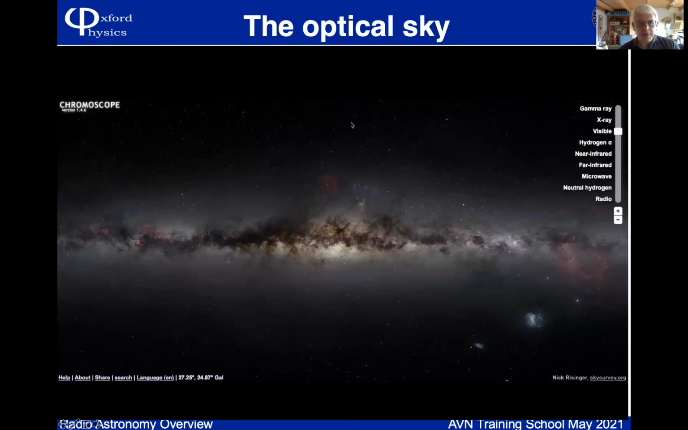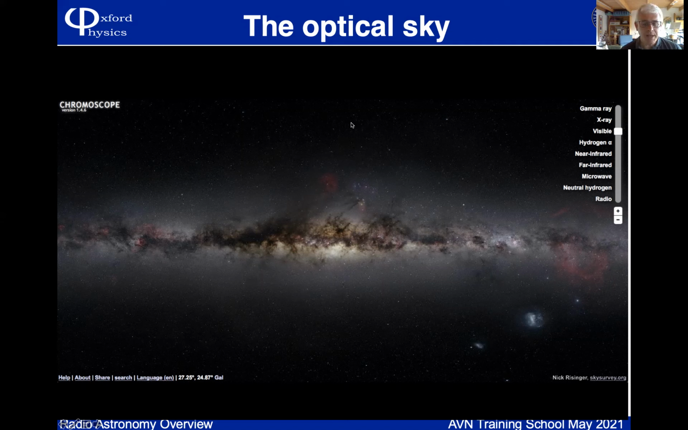So if we look at the sky using ordinary light, optical light, then this is what we see. This is the night sky in the optical. Obviously, a very deep mosaic image taken from various telescopes around the world. And what you can see here is very much dominated by starlight. You can see lots of individual stars. You can see stars so densely packed that they look like continuous light.